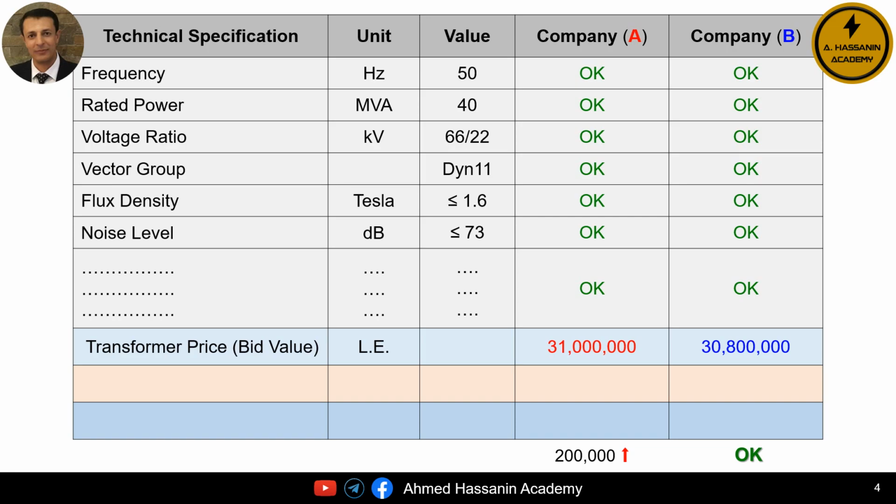As we can see here, the price of the transformer or the value of the offer submitted by Company A is 31 million Egyptian pounds, while the price of the transformer offered by Company B is 30 million and 800,000 Egyptian pounds. Of course, the offer from Company B is cheaper by 200,000 Egyptian pounds, and therefore the transformer will be selected for purchase from Company B since it offers the lowest price. However, this approach and the procurement process in this manner is extremely risky because up until now, the cost of the losses for each transformer has not been calculated.